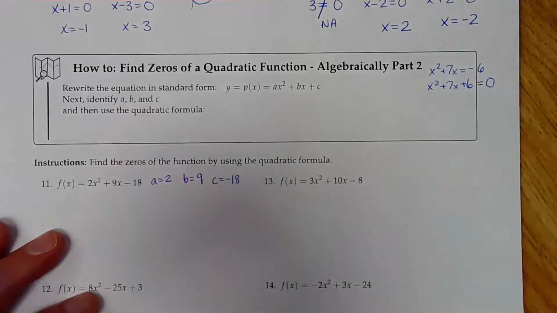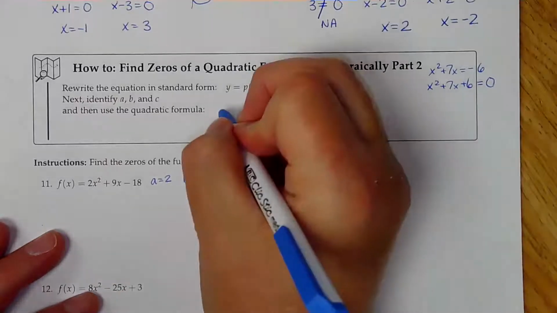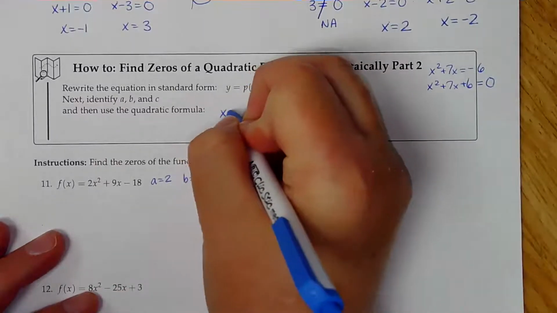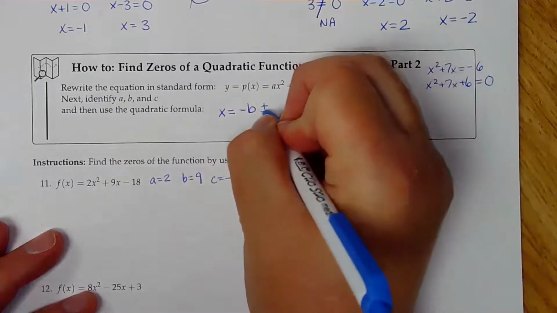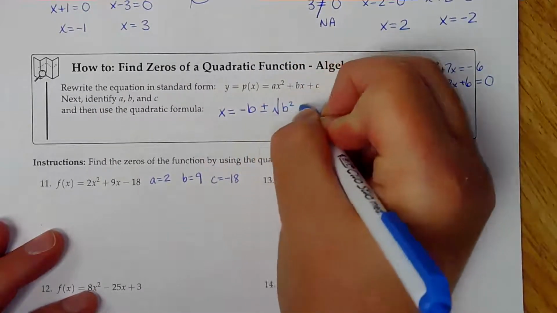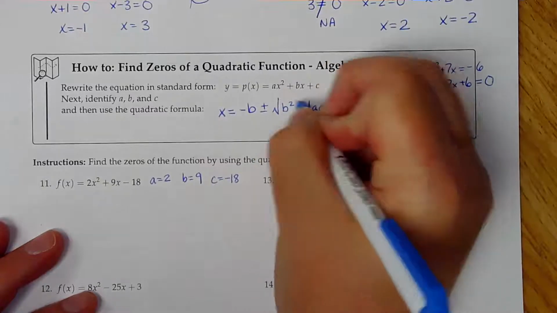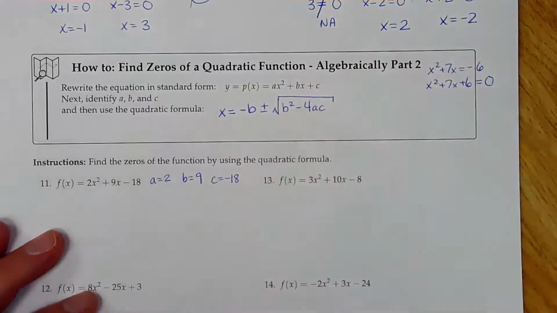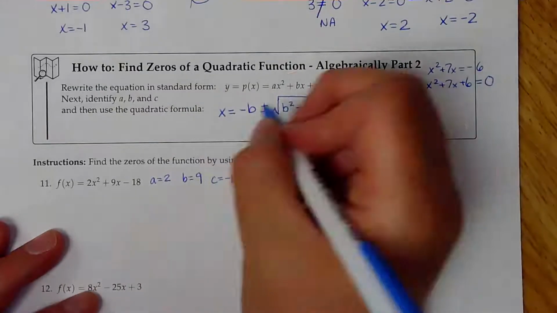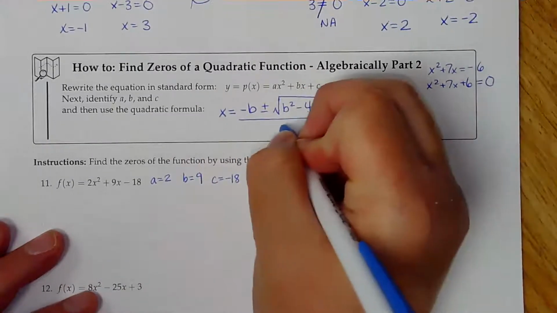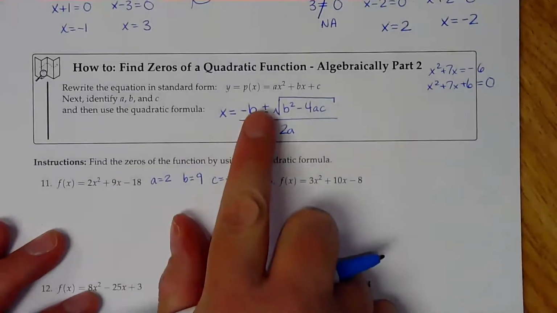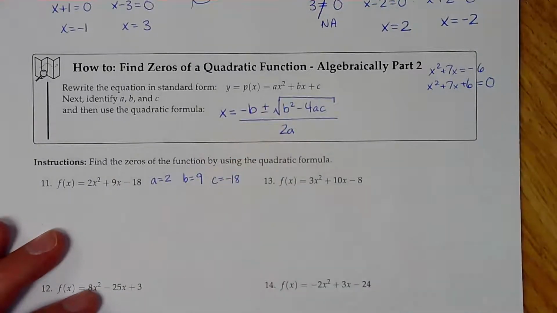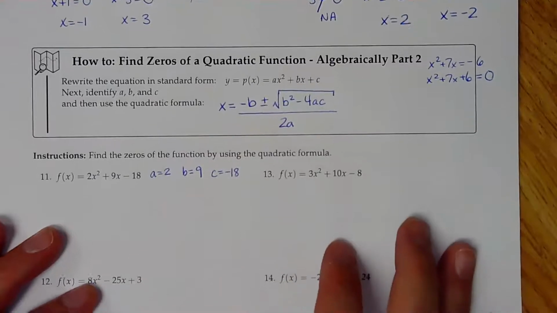And then once you've identified A, B, and C, you can use the quadratic formula. So quadratic formula is x is equal to -b plus or minus the square root of b squared minus 4ac, so it's all under that square root sign. And then you're going to take this entire thing and divide it by 2a. If you haven't seen this plus or minus sign before, we will do that in these problems so you'll get a sense of how that works out.